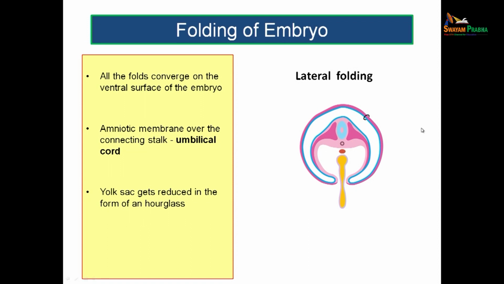So, the amniotic membrane will now be lining, or covering, the umbilical stalk, which will later be converted into the umbilical cord. So, you have the connecting stalk here, and the amniotic membrane. When the amniotic cavity is expanding laterally, the amniotic membrane will now lie closer to the connecting stalk, and it will wrap the connecting stalk to form the umbilical cord. Now, the yellow colored thing is the yolk sac. Previously, the yolk sac was a large sac. Now, as the folding occurs, the yolk sac will be constricted in the form of an hourglass. So, this hourglass yolk sac is formed due to the lateral folding of the embryo.